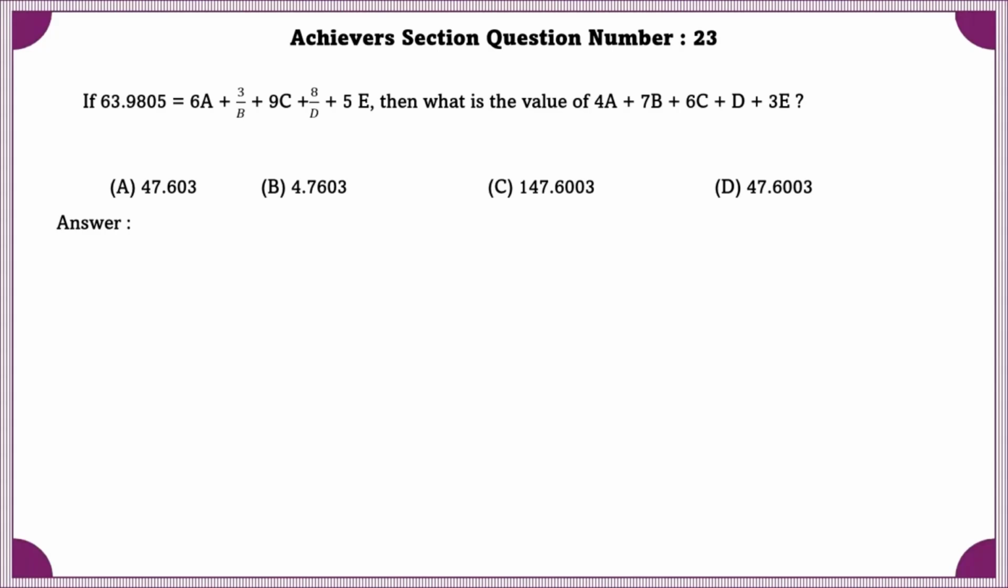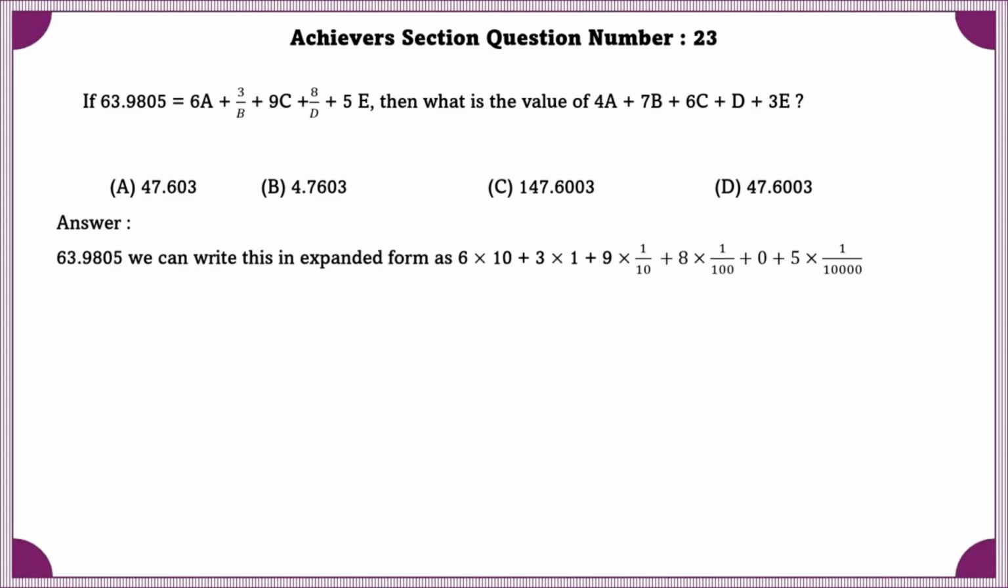Achiever section question number 23. If 63.9805 is equal to 6a plus 3 by b plus 9c plus 8 by d plus 5e, then what is the value of 4a plus 7b plus 6c plus d plus 3e? We can write this number in expanded form as 6 into 10 plus 3 into 1 plus 9 into 1 by 10 plus 8 into 1 by 100 plus 0 plus 5 into 1 by 10,000.